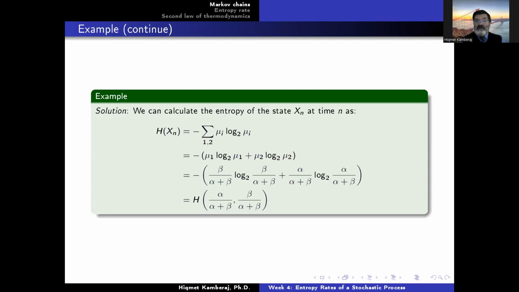We replace mu1 and mu2, and we get minus beta over alpha plus beta log with base 2 of beta over alpha plus beta, plus alpha over alpha plus beta log with base 2 of alpha over alpha plus beta. This gives the Shannon entropy with this probability distribution, mu1 and mu2, or alpha over alpha plus beta and beta over alpha plus beta.